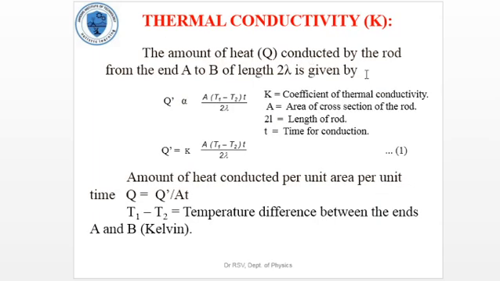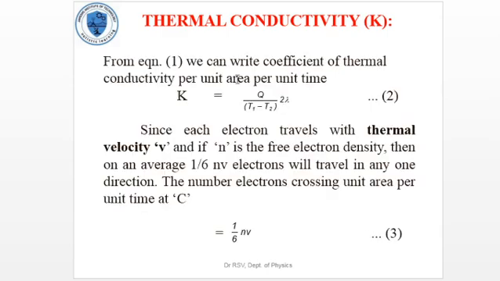The amount of heat conducted by the rod from the end A to B of length 2L or 2 lambda is given by Q dash is proportional to A into T1 minus T2 into t divided by 2 lambda, where K is coefficient of thermal conductivity, A is area of cross section of the rod, 2 lambda is the length of the rod, t is time for conduction. Q dash is equal to K into A into T1 minus T2 into t divided by 2 lambda. Amount of heat conducted per unit area per unit time, Q is equivalent to Q dash divided by A t. T1 minus T2 is the temperature difference between the ends A and B in Kelvin. We can write the coefficient of thermal conductivity K is equivalent to Q by T1 minus T2 into 2 lambda.